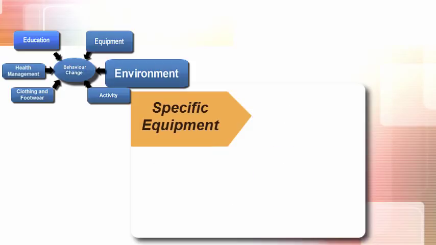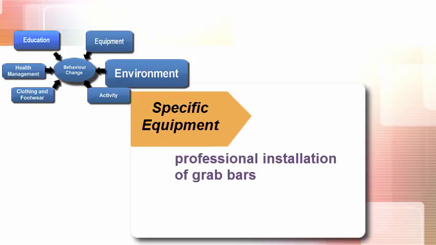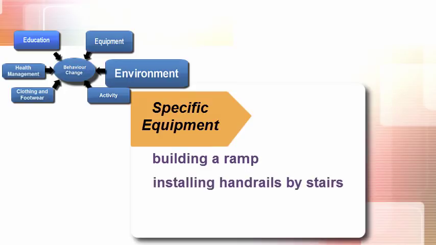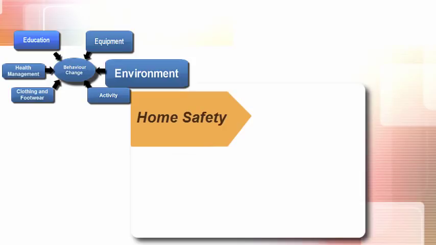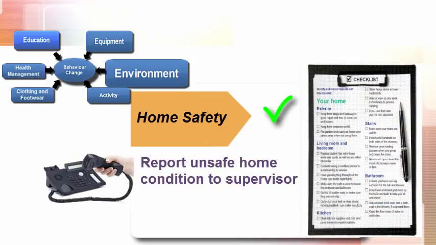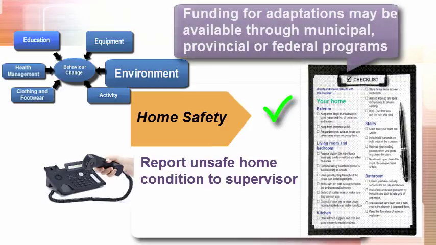Changes to make the environment safer may include the use of specific equipment. For example, the professional installation of grab bars and getting a bath seat. More complex strategies may include building a ramp, installing handrails by stairs, or enlarging a doorway. Home care agencies often have an assessment or checklist looking at the safety of the environment. This is important for both client and staff safety. Funding for adaptations may be available through municipal, provincial, or federal programs.